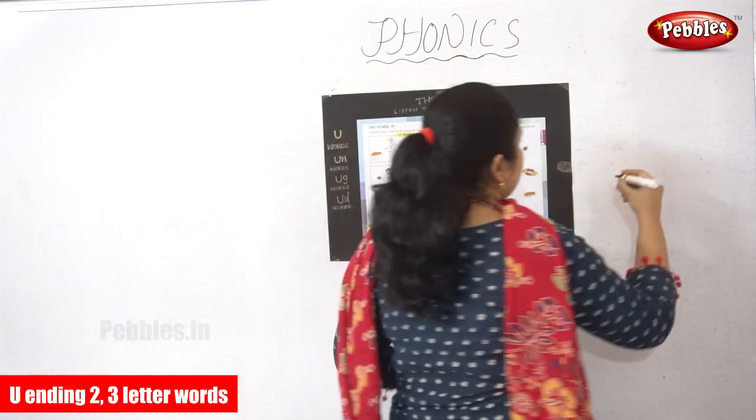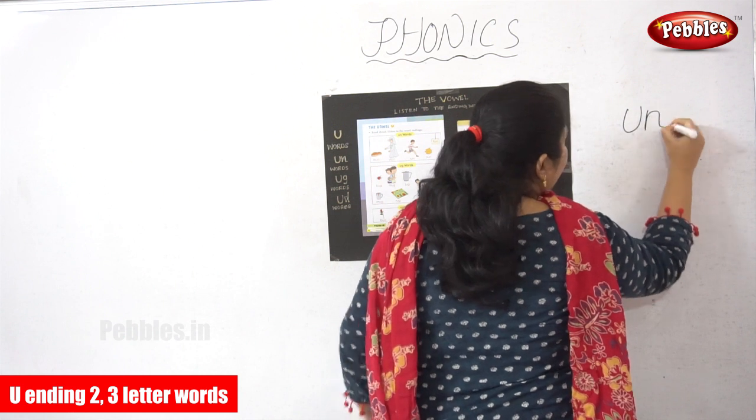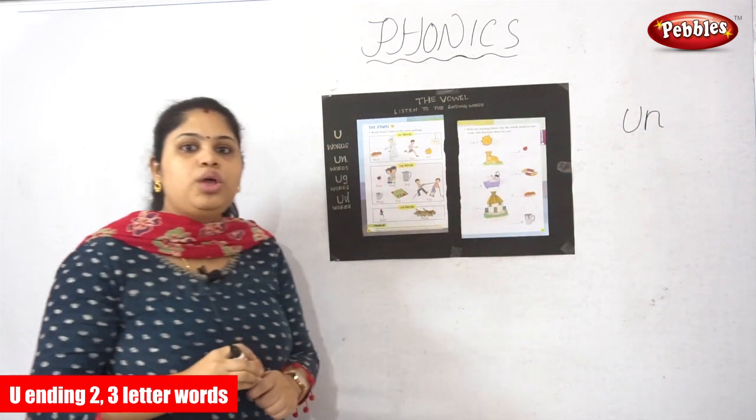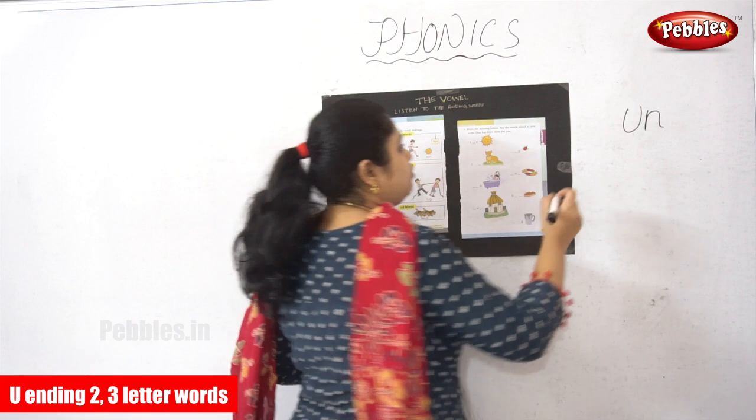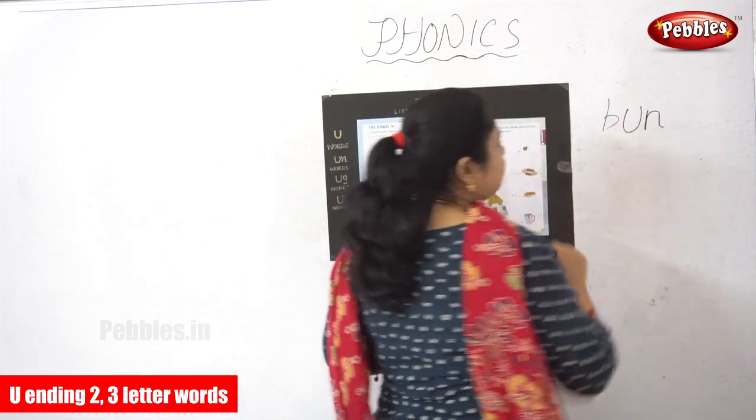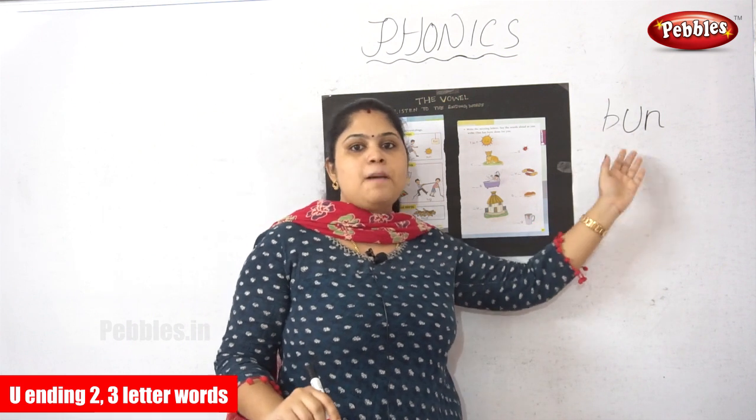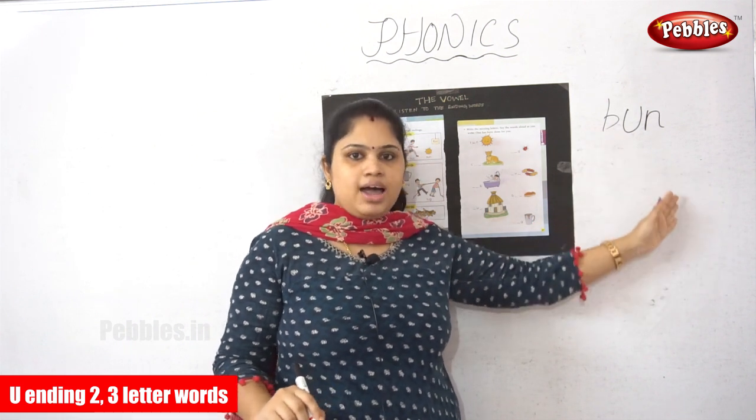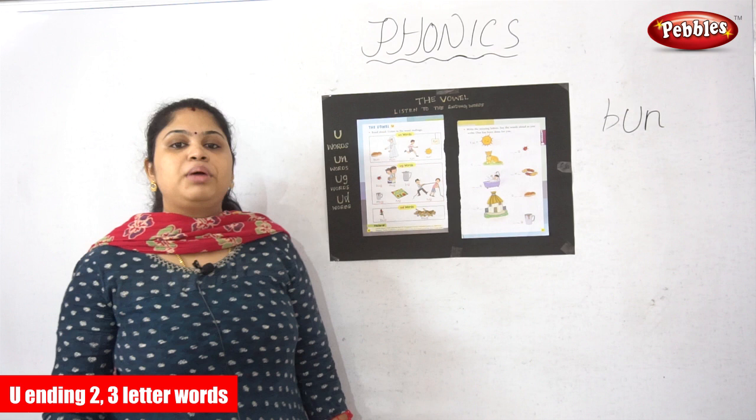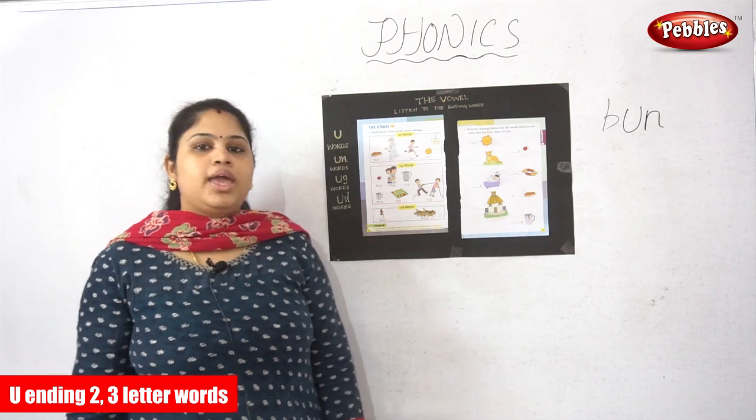So UN sounds un, isn't it? When I add a B to that, it will become bun. Bun, b and bun, b and bun. So the process of making bun is called baking.